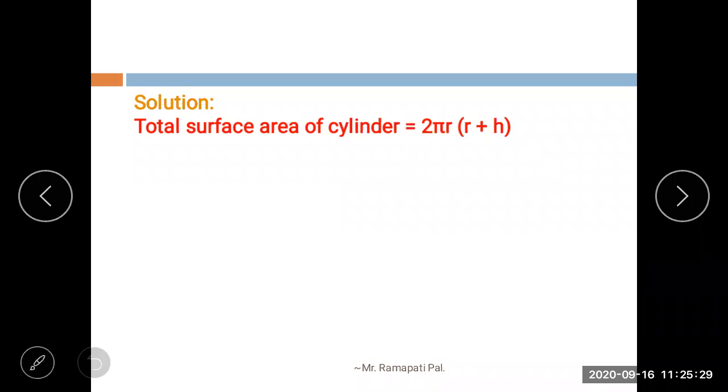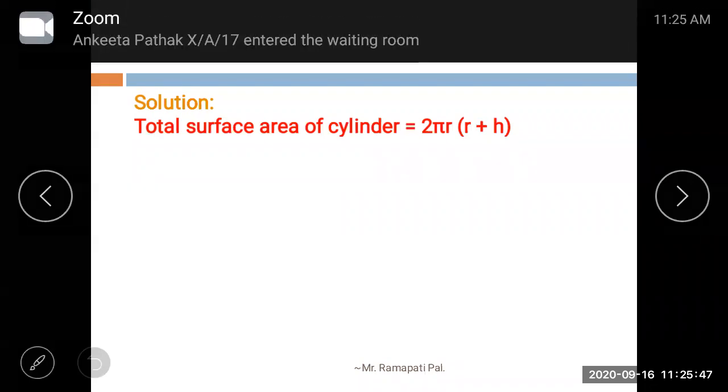Yes, Sanskriti. Very good. Very good. You have to solve in notebook and then you have to give the answer. It is my request to you.